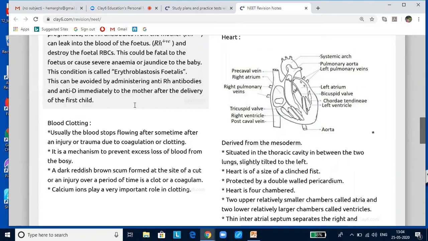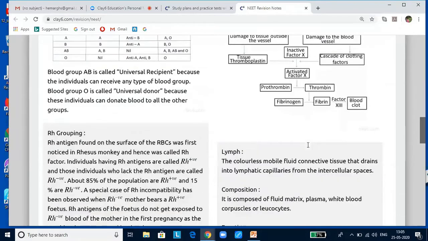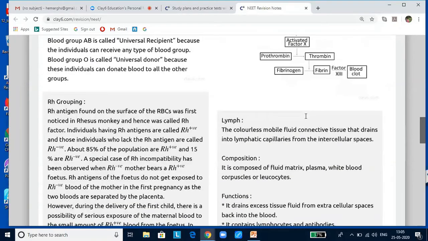Coagulation of blood occurs by a series of linked enzyme reactions. It is like a cascade process involving a number of factors present in plasma. Calcium ions play a very important role in clotting. So this is the pathway, and here you find there are a lot of things getting in. Nearly 13 factors are involved. If any one factor is less, then it will hamper the clotting process.